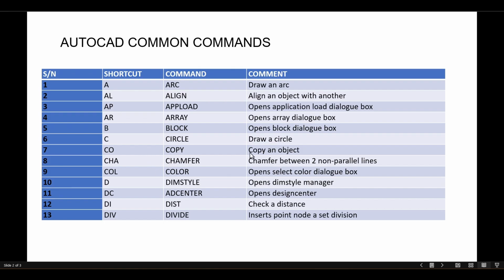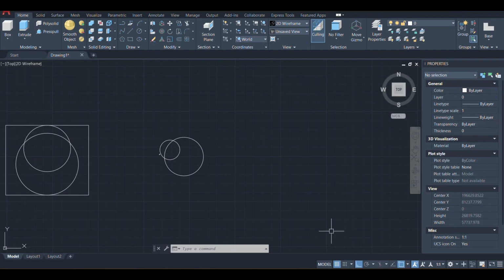Number 7, Copy Command. Shortcut is C, and this command is used to copy the objects here and there.